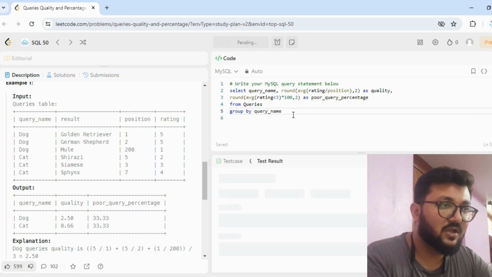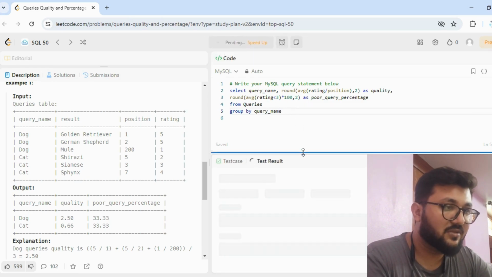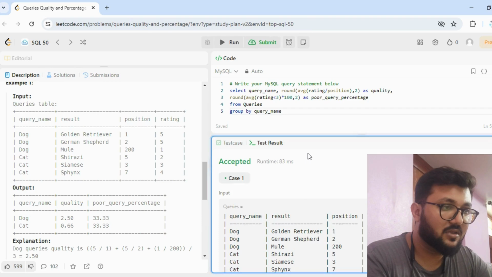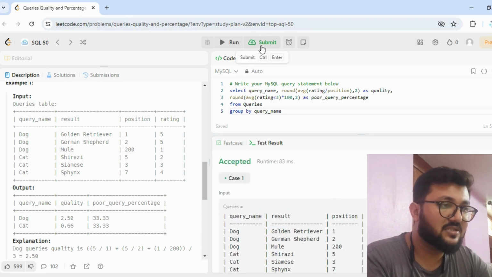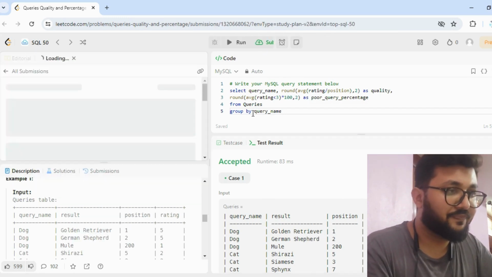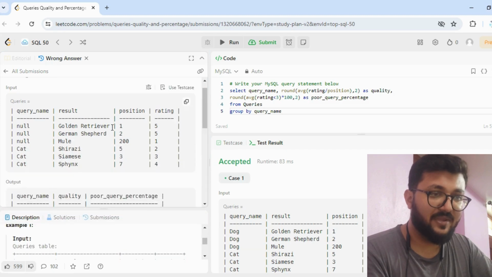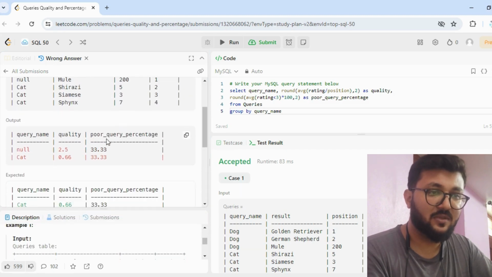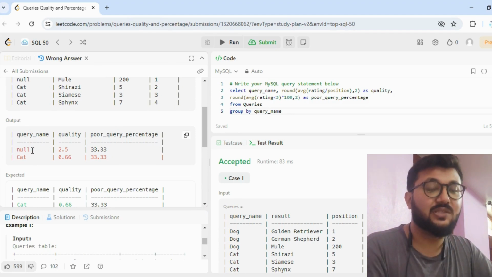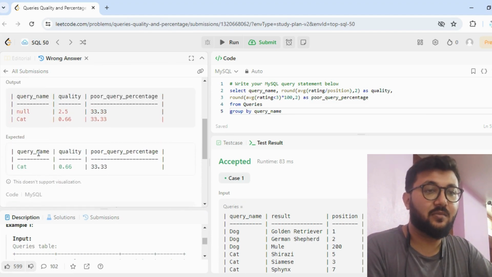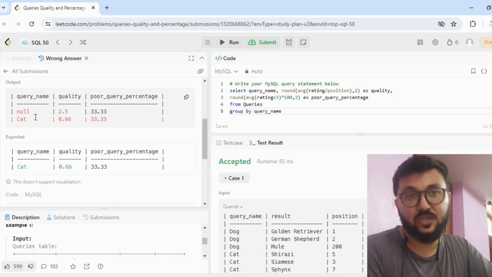Now I will run and see whether my query runs or not. See, it is showing accepted. Now I will submit and see the test cases. Submitting the query. See, I am getting a wrong answer. Why am I getting a wrong answer? You see over here in the output part there is a null. You see there is a null, but I need to find out only cat. So what it is saying is that I have to ignore the null values.